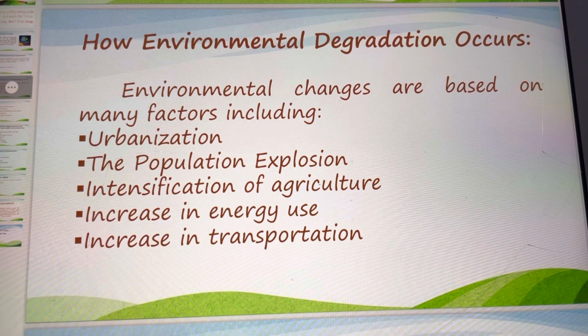How does environmental degradation occur? Environmental changes are based on many factors. What are these factors? Number one, urbanization. Urbanization is one of the biggest causes because unplanned colonies are constructed, or people shift from rural to urban areas, and if the government does not have any planning for it, it puts pressure on that area. Because of that pressure, lots of hazardous things occur, and that adds to environmental degradation.